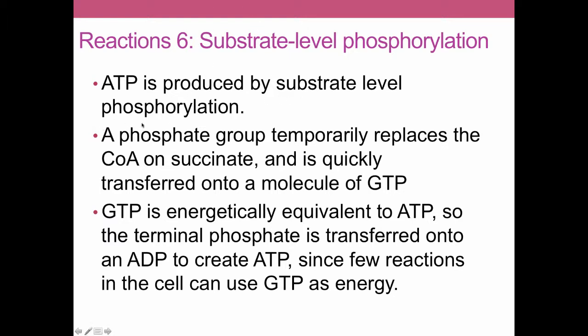So ATP is produced by substrate-level phosphorylation, and in a substrate-level phosphorylation, you take that succinyl-CoA and you're going to remove the coenzyme A from that succinate group, or that succinate molecule, and you're going to replace it with a phosphate. That phosphate is then quickly transferred onto a molecule of guanine triphosphate. And for all intents and purposes, guanine triphosphate is energetically equivalent to ATP.